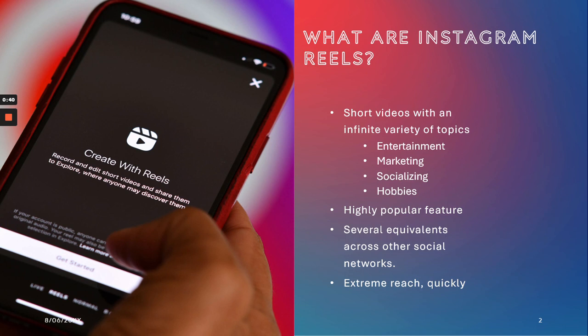It has several equivalents across other social networks, including YouTube Shorts, Facebook Stories, Snapchat Stories, and of course its inspiration, TikTok. They offer extreme reach in a quick amount of time. A single reel, when done correctly, can draw thousands of views and likes within an hour.